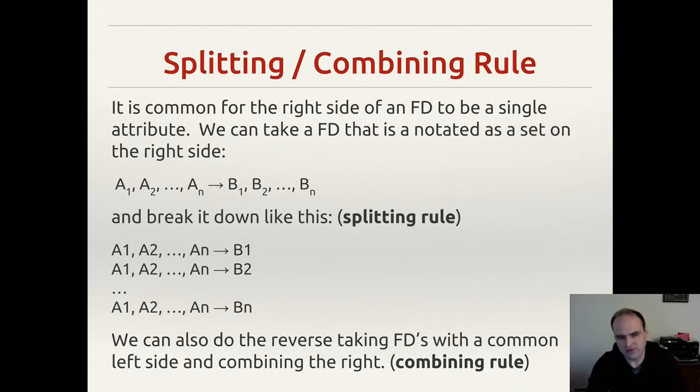The opposite of this is the combining rule, and it's pretty straightforward. You just take what we have here in the second grouping, where we have the set A1 through AN is functionally dependent for B, you then combine B back into what you see above it, and you end up back where you started. So splitting and combining rule are just the same thing, going two different ways.